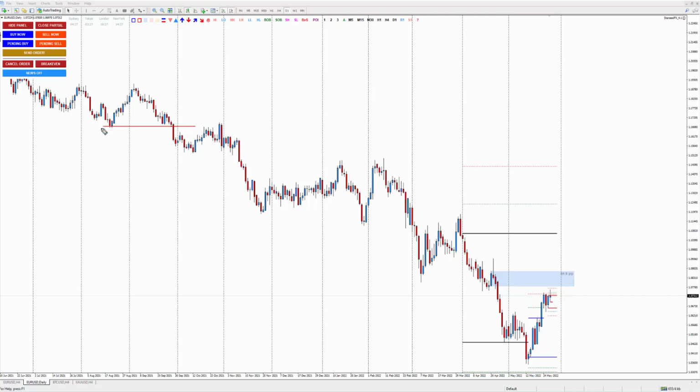Let me just draw this again, so as not to confuse you. This is the main structure, right? Now there is this break of structure over here, it's a break below. If you take a look over here, there are smaller structures. So maybe you missed the chance to sell from here, but you still got a chance to sell from the smaller structure. And as a continuation, it is only a counter trend if the main structure is down and then you buy, for example.